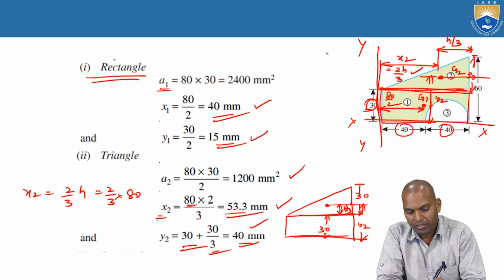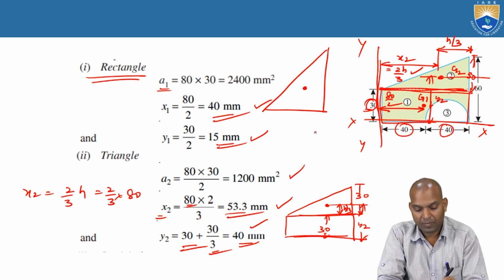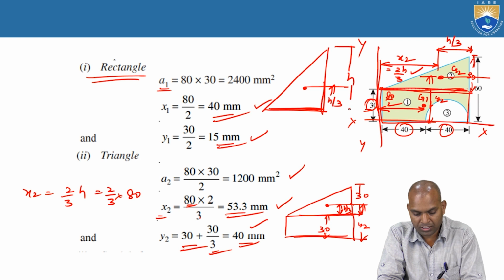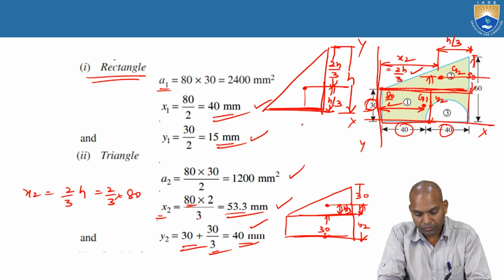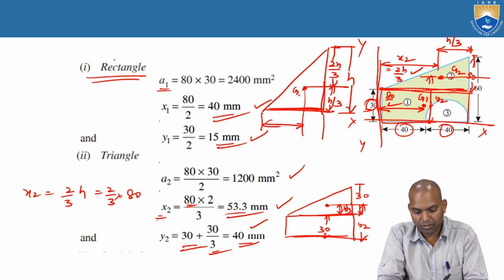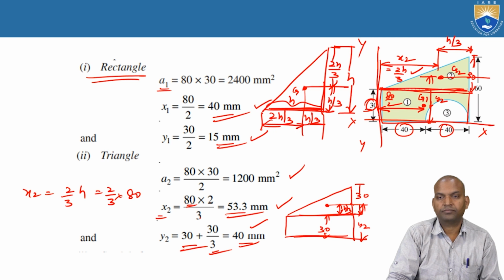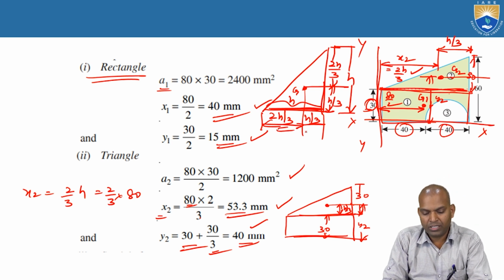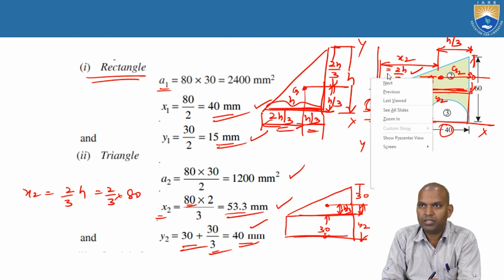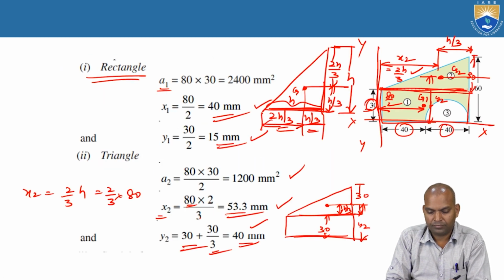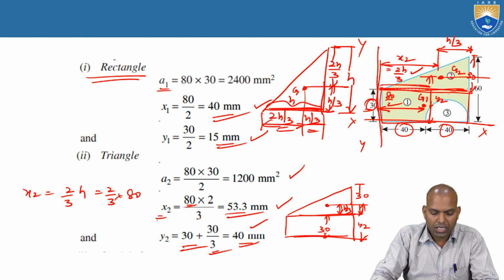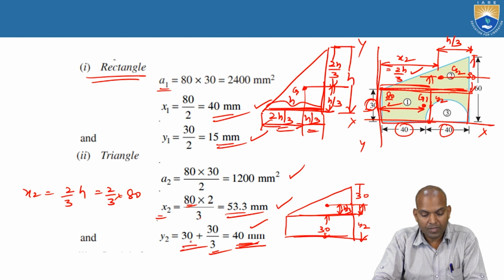Understand the concept here. Suppose it is a triangle. From this horizontal side to this point, it is h by 3. Suppose this is h, then it becomes 2h by 3 from apex to centroid. Now coming to this side, from this apex to this centroid, g equal to 2h by 3, provided this is considered as h. Then what about this distance? It is h by 3. By using that concept, we calculated here. So y2 we calculated as 30 plus 30 by 3, that is 40 millimeters.